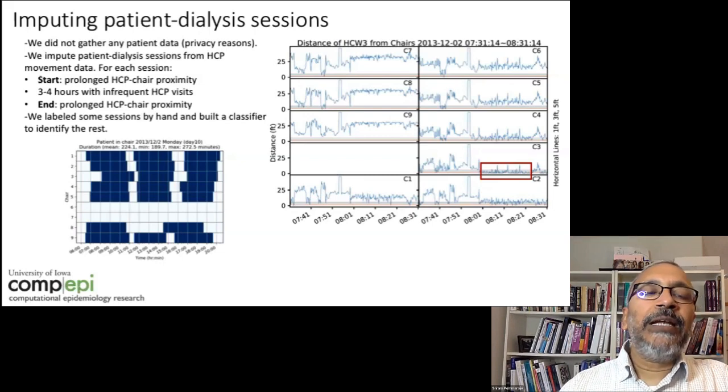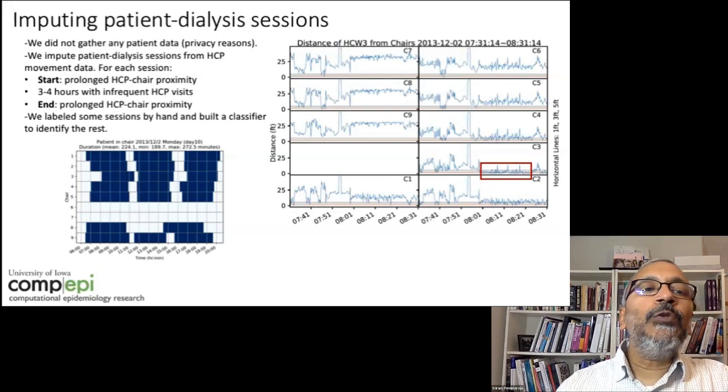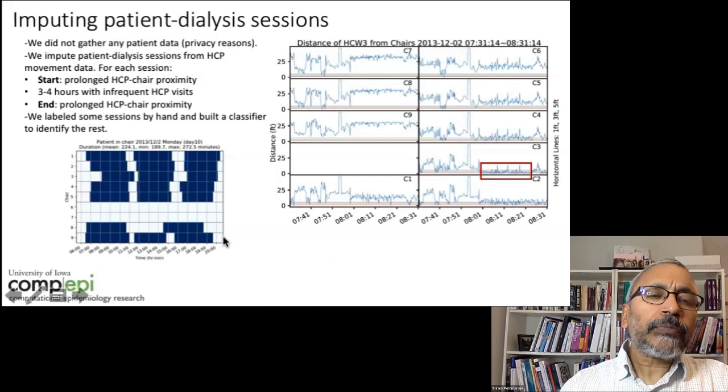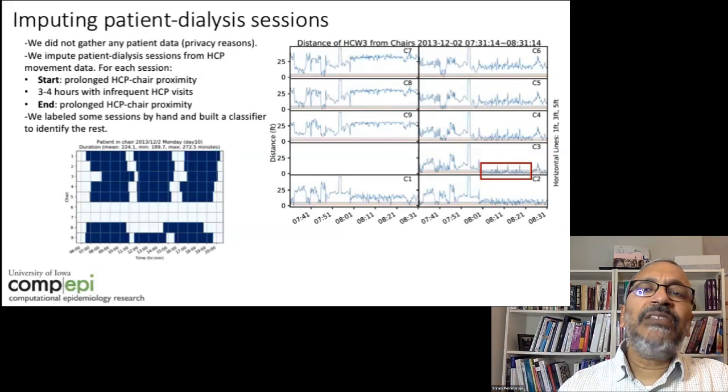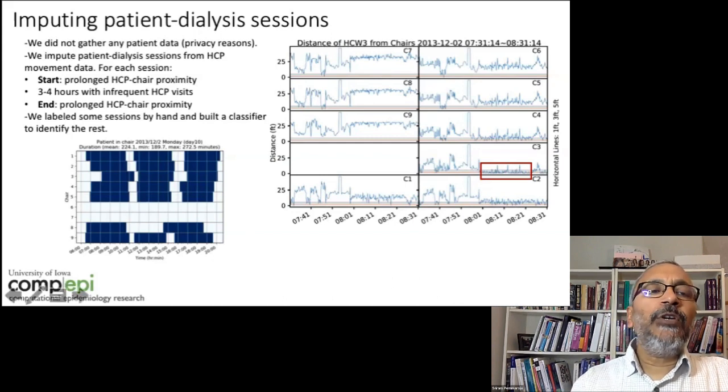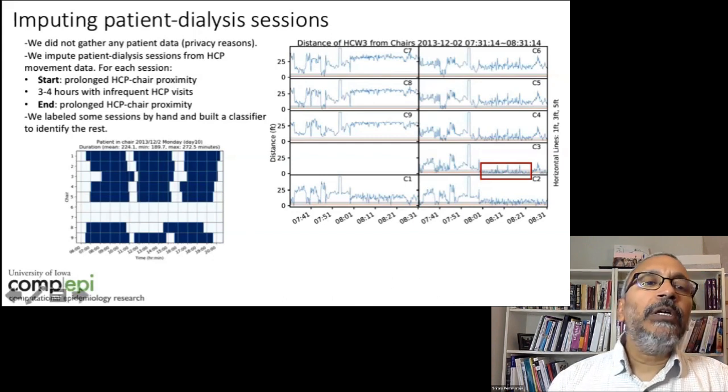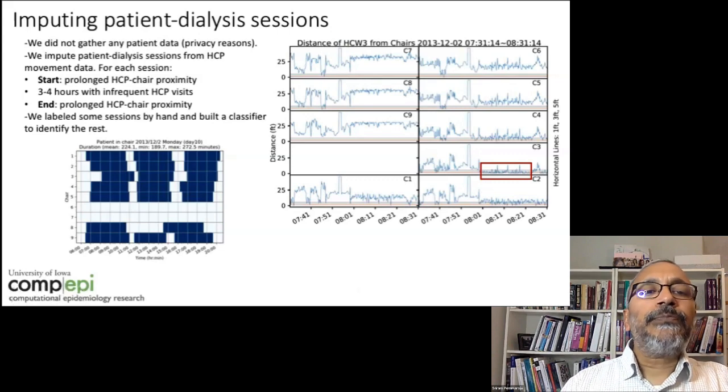And then there are 3 to 4 hours with intermittent healthcare professional visits. And then at the end of the dialysis session, the healthcare workers will spend a fair amount of time in close proximity to the chair before the patient leaves. So using this, we were able to impute dialysis sessions. And these dialysis sessions are fairly regular. So there are about 3 dialysis sessions per chair per day. And using this kind of domain knowledge, we basically figured out dialysis sessions also.